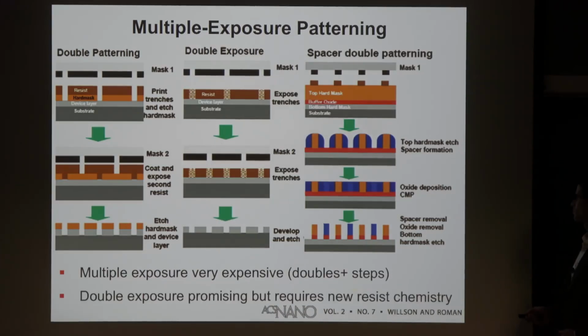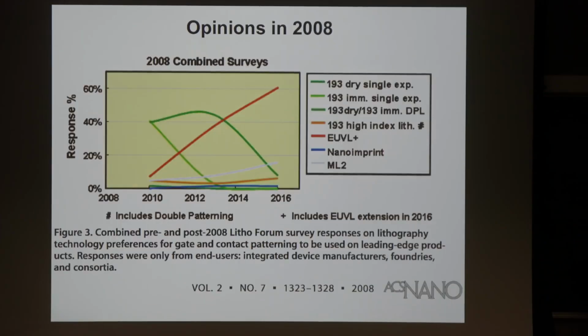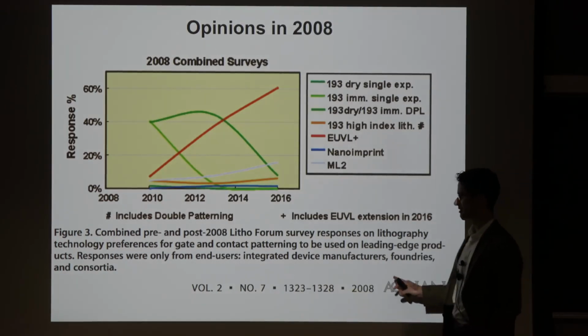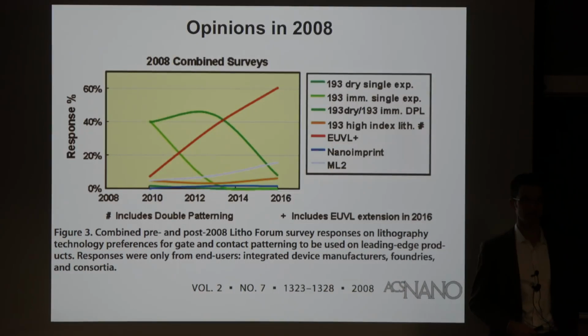Okay, so multiple exposure is very expensive because it more than doubles the number of steps, and double exposure is promising. And actually, I think this made it out of the research lab relatively recently. So this is one of the tools now that, if it's not being used yet by semiconductor manufacturing, it will be soon. Okay, this is a fun slide. When I was in grad school, a paper came out in 2008 by C.